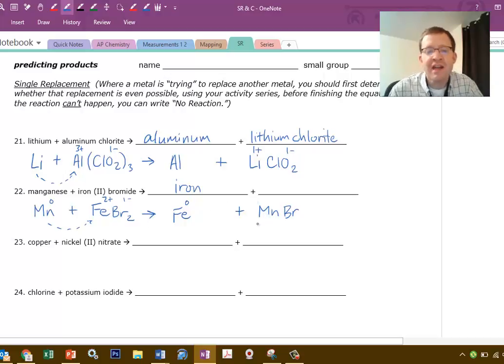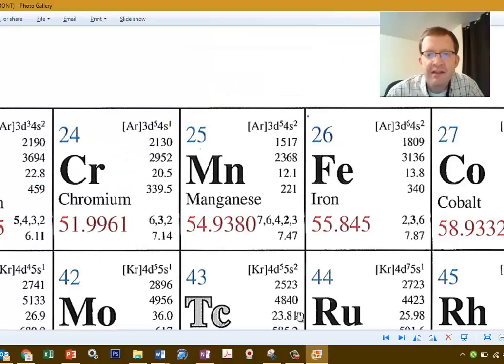So the second question then is, what's manganese's oxidation number now that it's in a compound? To answer that question, we need to look at the periodic table and see what oxidation numbers manganese has typically had when it is in compounds. Here's manganese on our periodic table. And we see here that manganese can be 7, 6, 4, 2, or 3. That's a whole bunch of choices. That doesn't seem to help me. I don't know which one to choose.